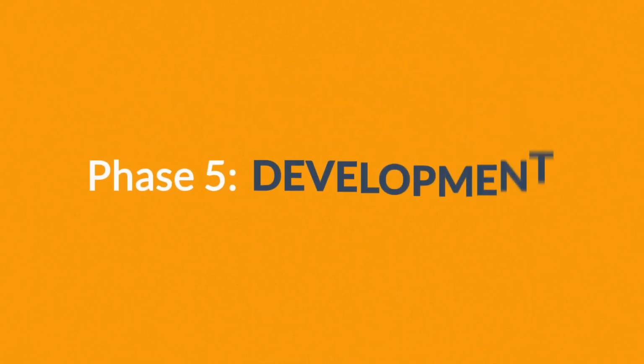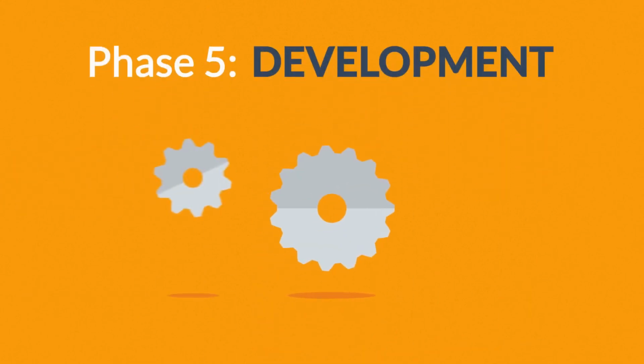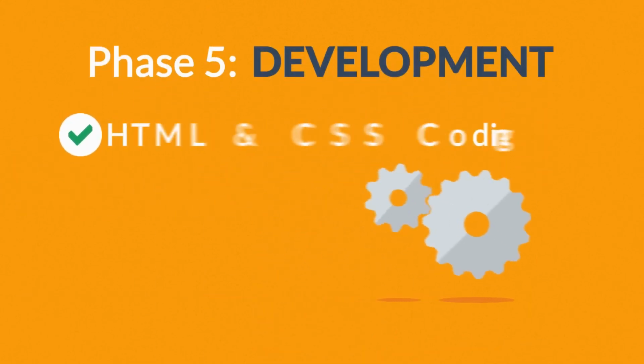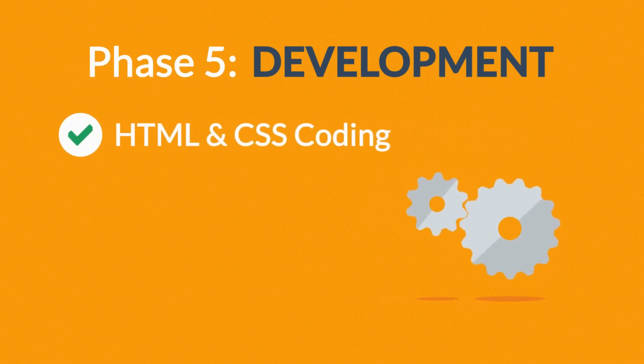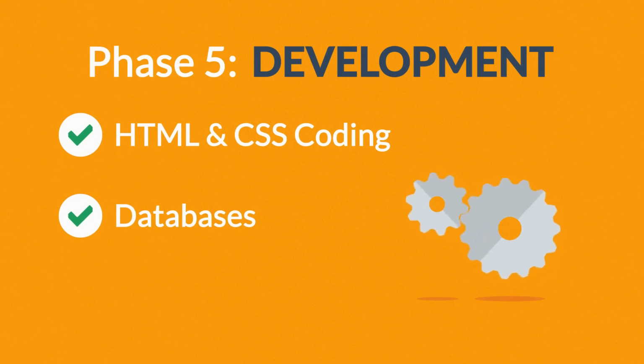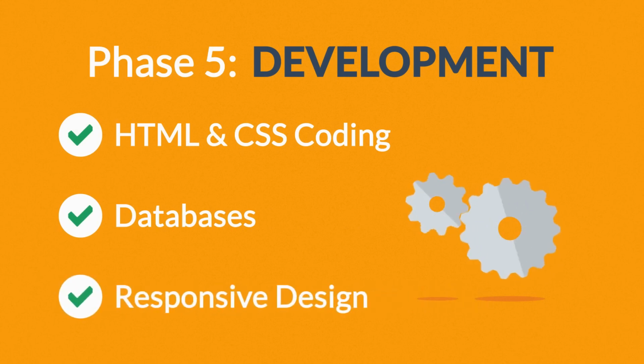Phase 5. Development. Here, we actually create the website using the hypertext markup language and cascading style sheets with some help from databases and other technologies as well. If needed, our websites can be made accessible to mobile devices too.